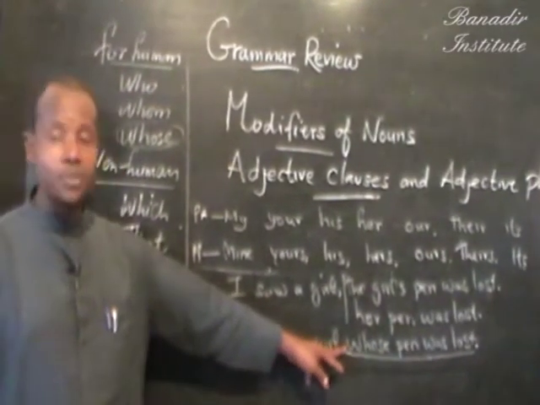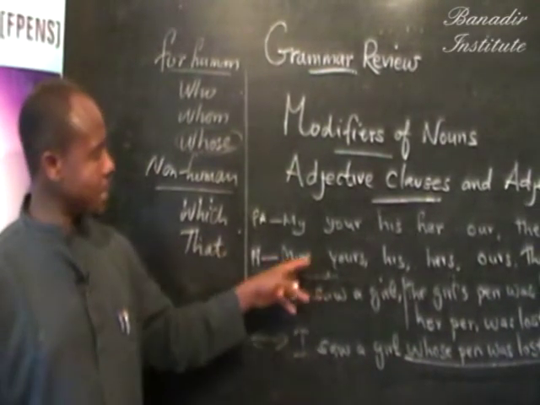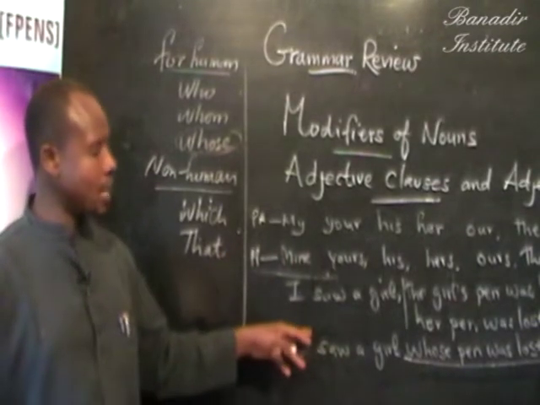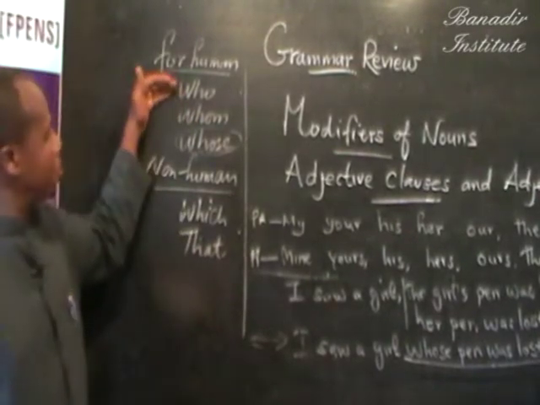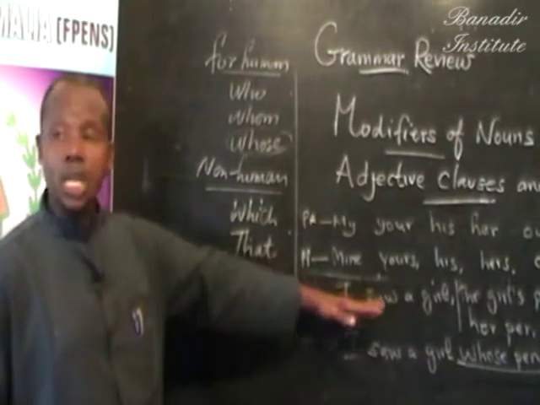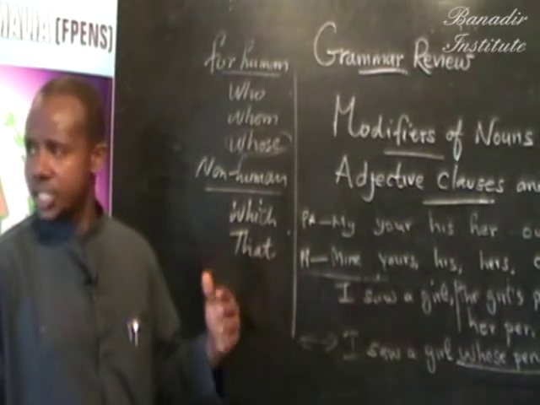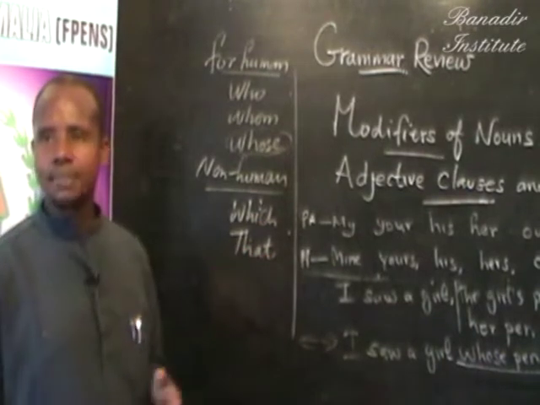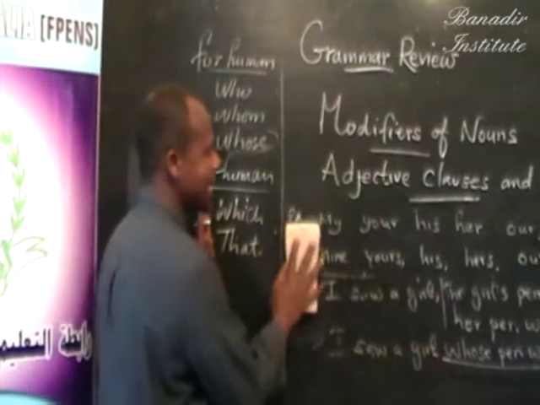So this is a relative pronoun that tells us something about possession. I saw a girl whose pen was lost. So the relative pronoun whose is used for humans. Human, for example, a girl is a human, a man is a human, a doctor is a human, a teacher is a human. Non-human, we use which and that. For things, I mean inanimate things, we use which and that.